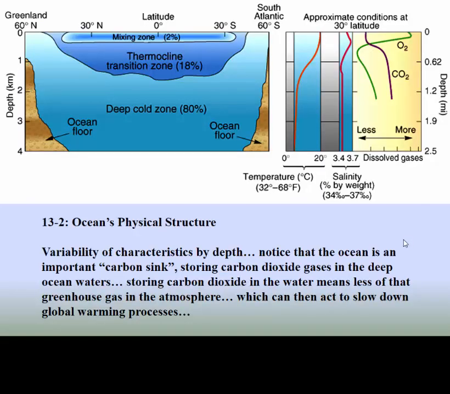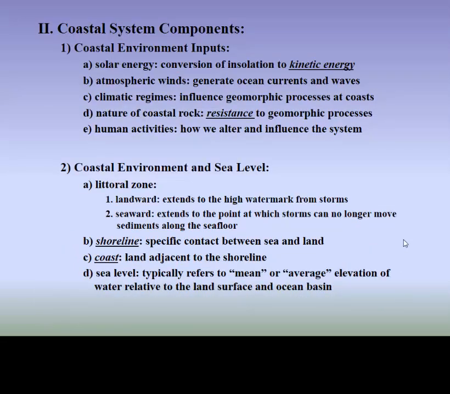We can look at the ocean floor, dissolved gases, but when we talk about the coastal environment, it's very fickle. We've got the shoreline, we've got the coast, and the sea level refers to the mean or the average elevation of water relative to the land surface in the ocean basin. And we really need to be aware of how human activities alter and influence this system.